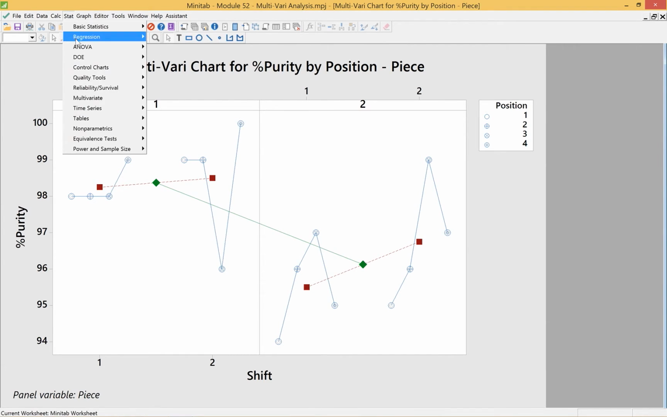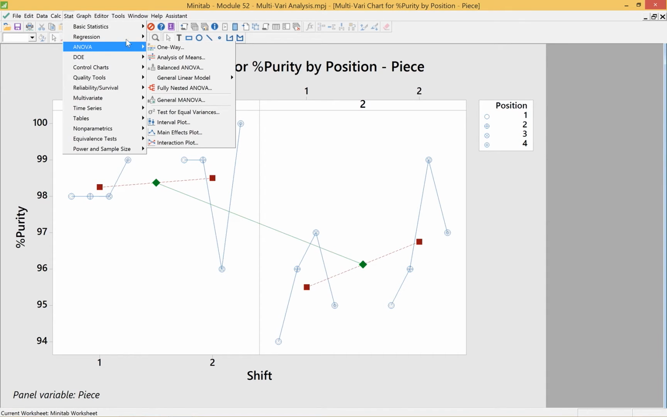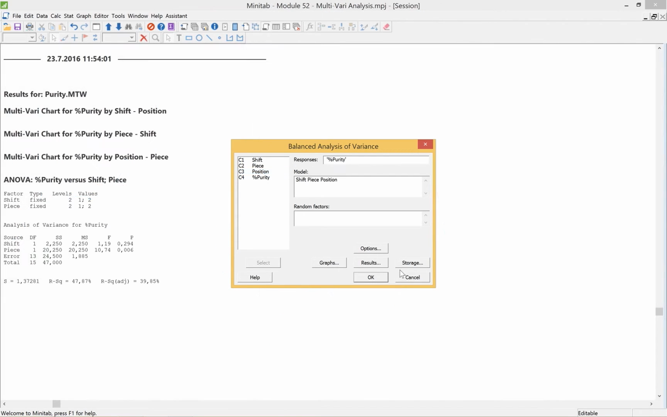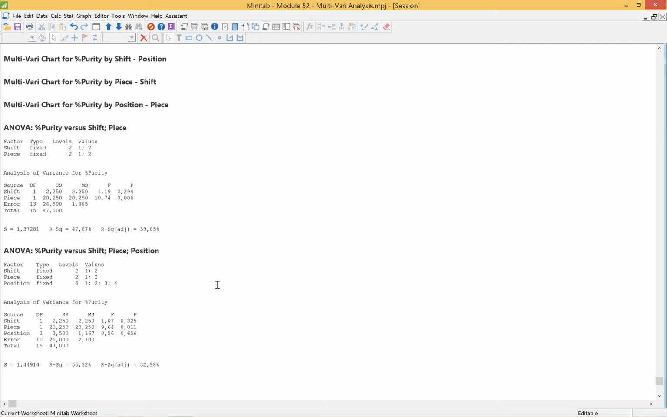So if I go to stat ANOVA, you as a green belt can take a look at this and say, okay, let's do what's called a balanced ANOVA. So here I take a look at purity, and here I take a look at shift, piece, and position. And as I take a look at this, what I will see is I have an ANOVA result out.